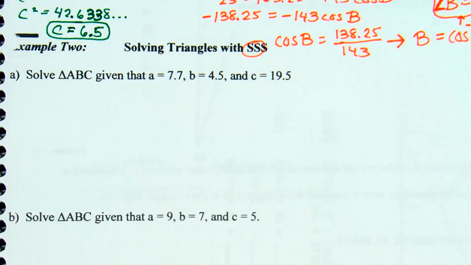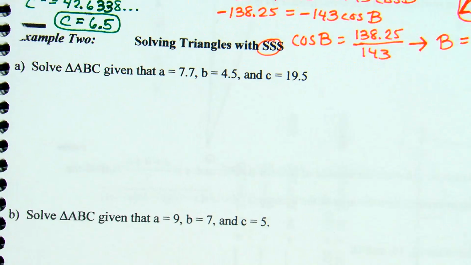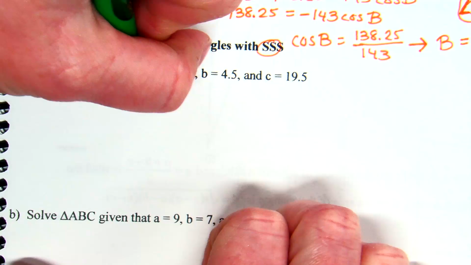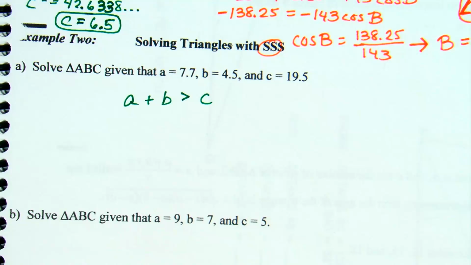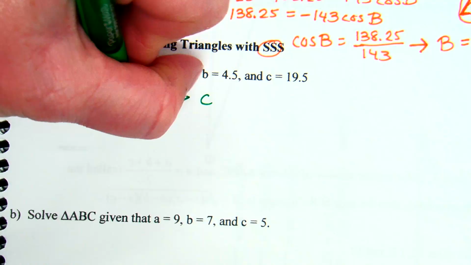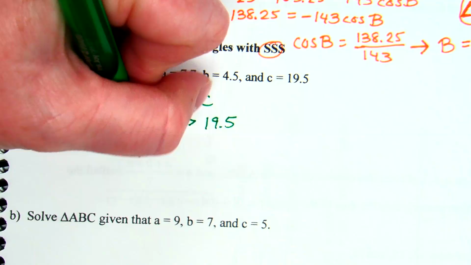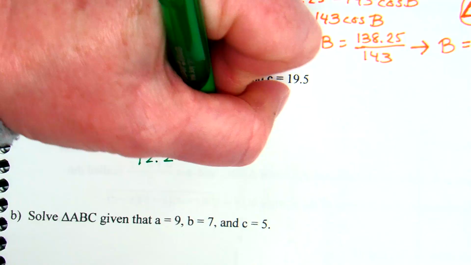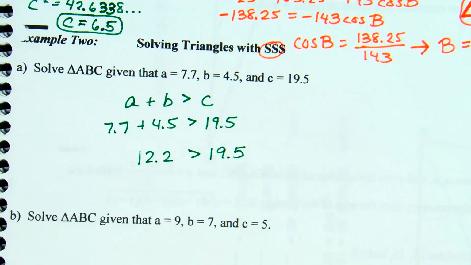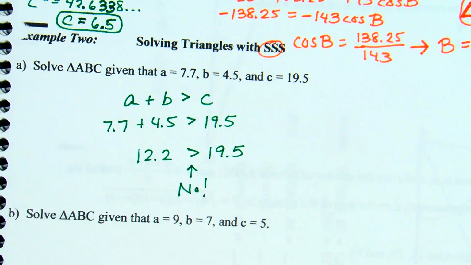Already put 12.2. Okay, so in this case, A and B are the smaller sides. In order to make this a triangle, A plus B has to add to be greater than C, because the two smaller sides have to add to be bigger than the longest side. 7.7 plus 4.5 then needs to be greater than 19.5. But that means our statement says 12.2 is greater than 19.5. Is that true? No, that's not a true statement. So, no, this is not a triangle.